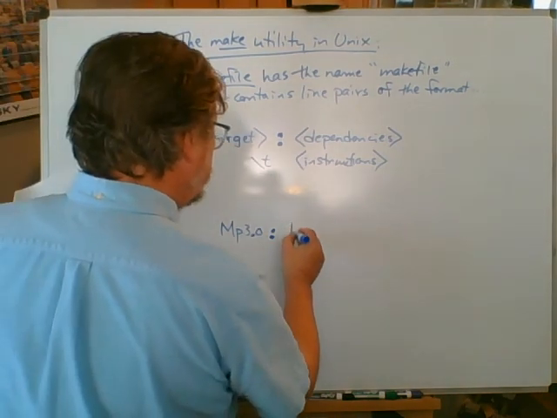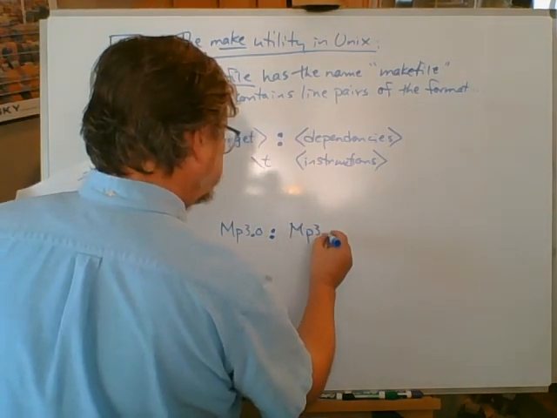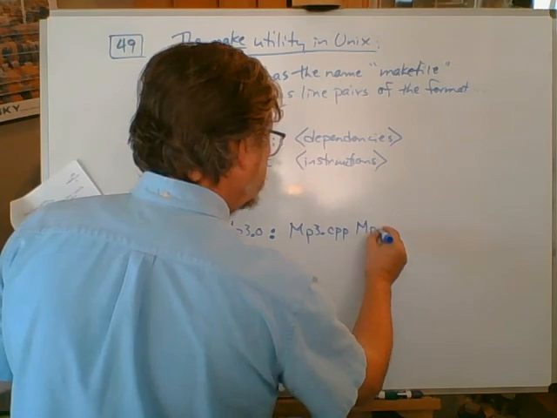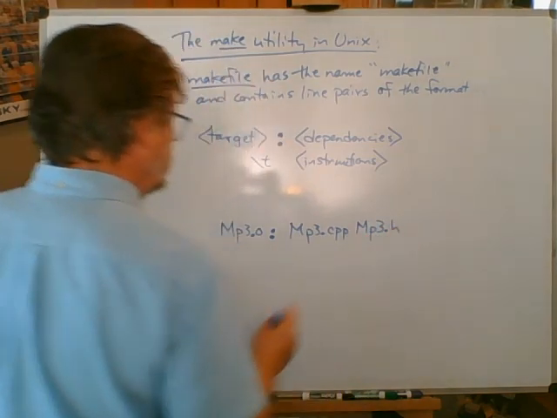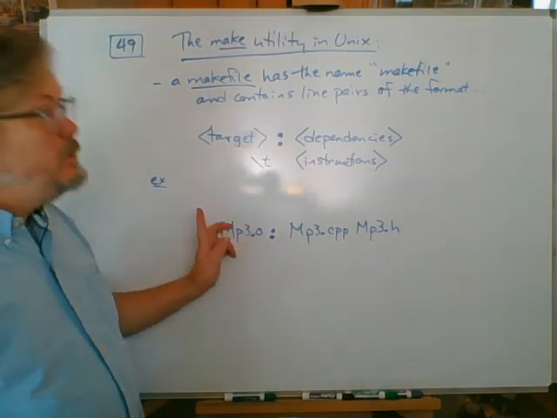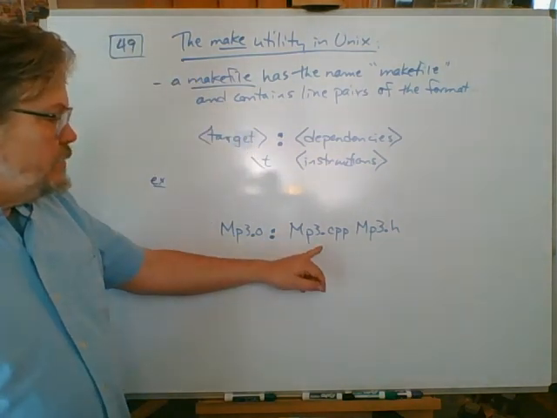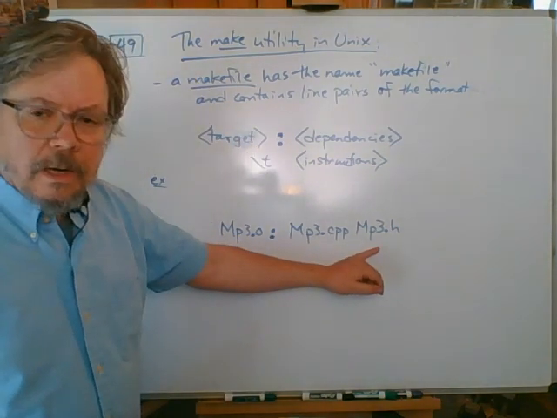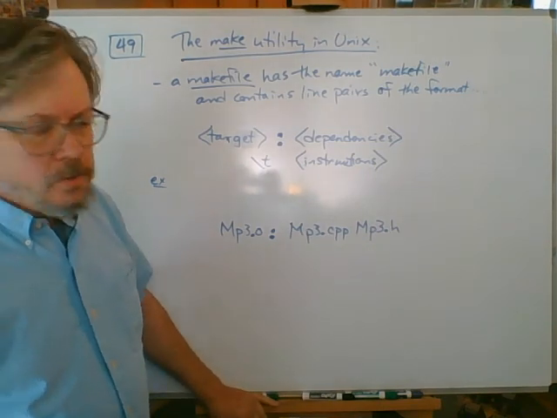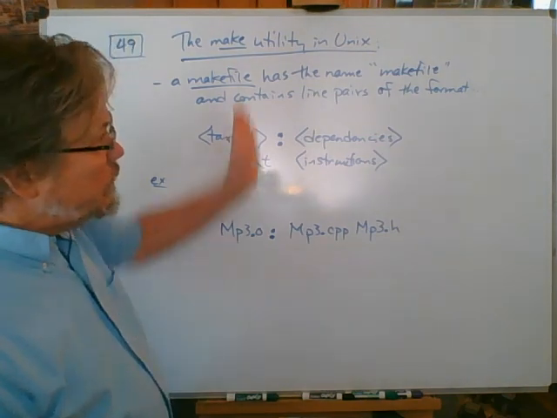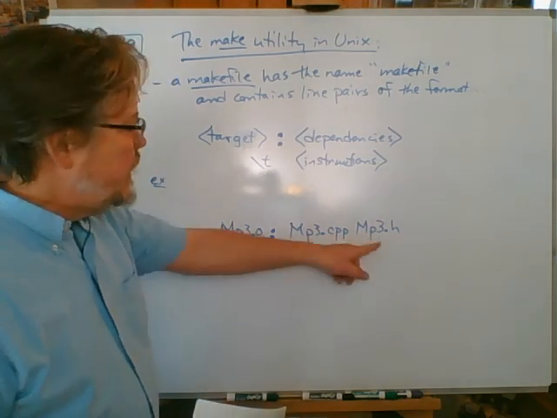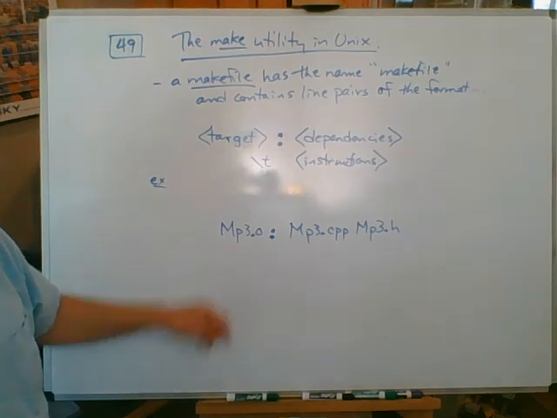What are the dependencies? mp3.cpp, and then a space and mp3.h. The contents of the object file mp3.o depend on the contents of source file mp3.cpp and mp3.h. Where did that come from? That came from the dependency graph in the video before this one. So if you refer back to that picture and follow the arrows all the way back to the top from mp3.o, you'll see that it depends on these two source code files, meaning that if either one of those changes, then I need to update mp3.o.